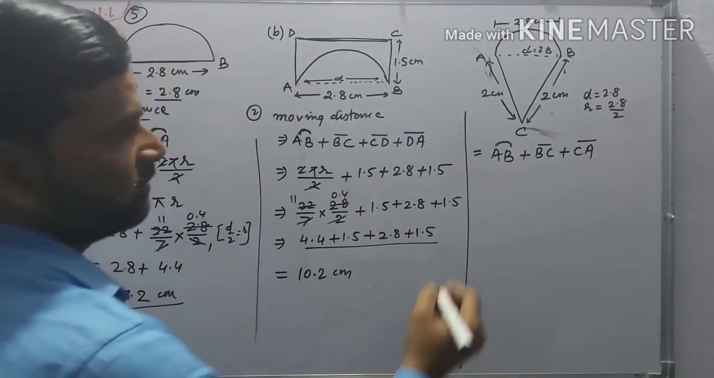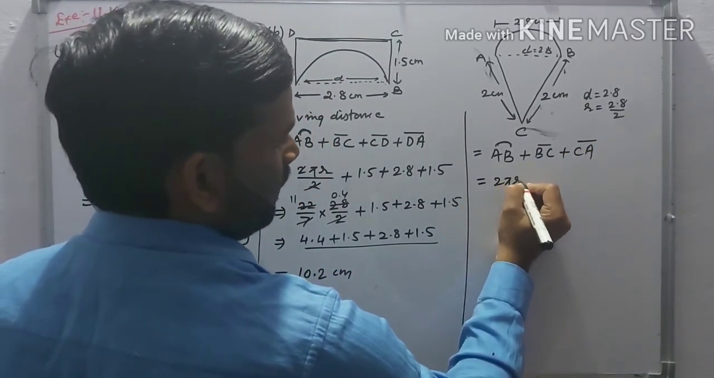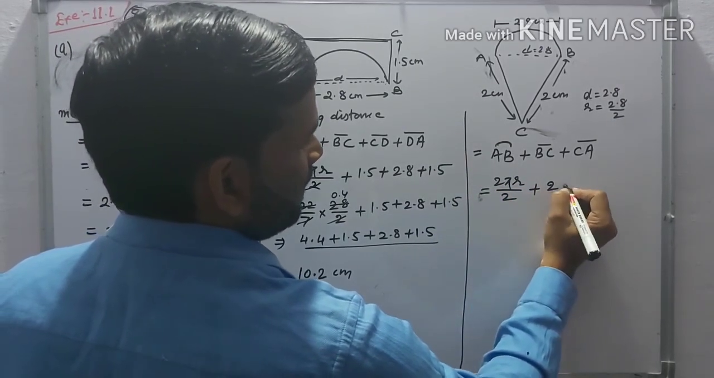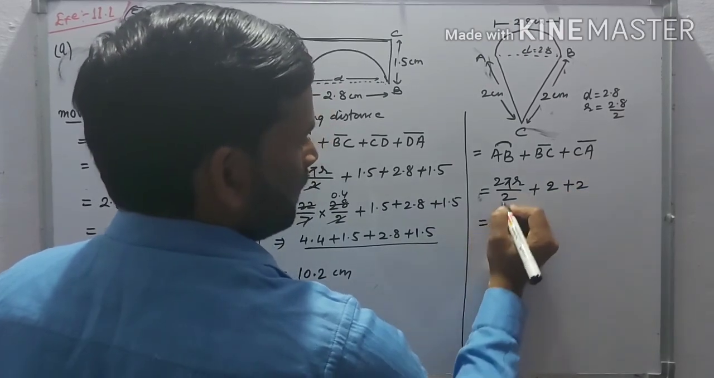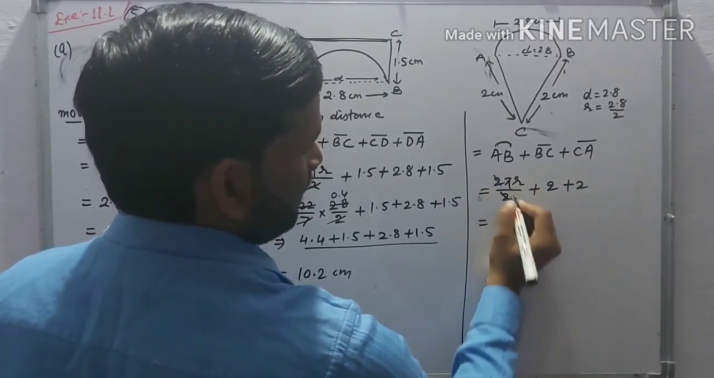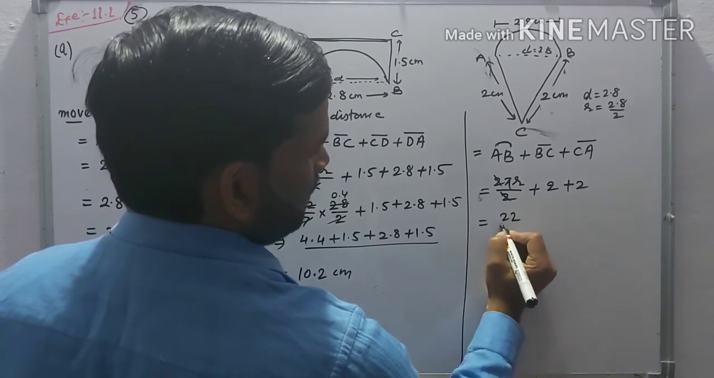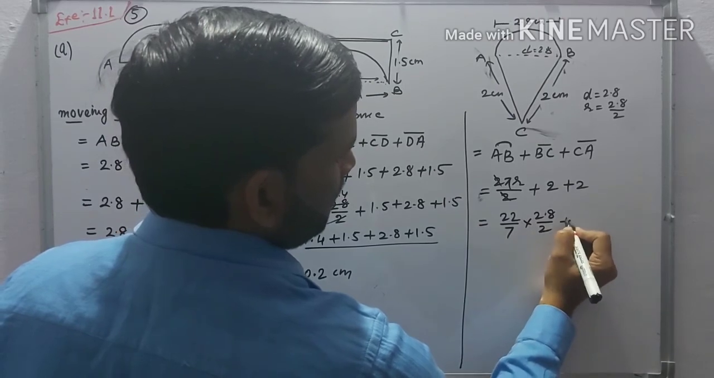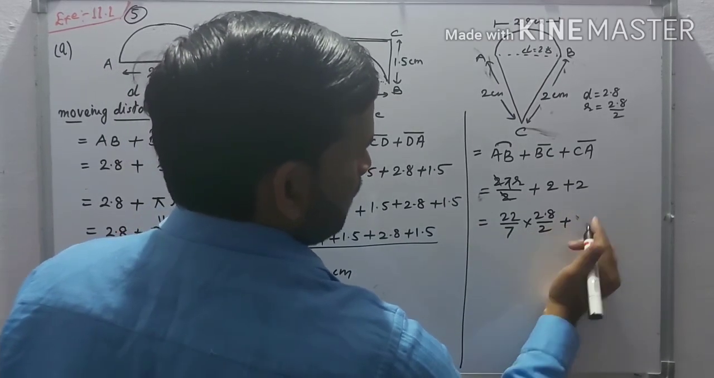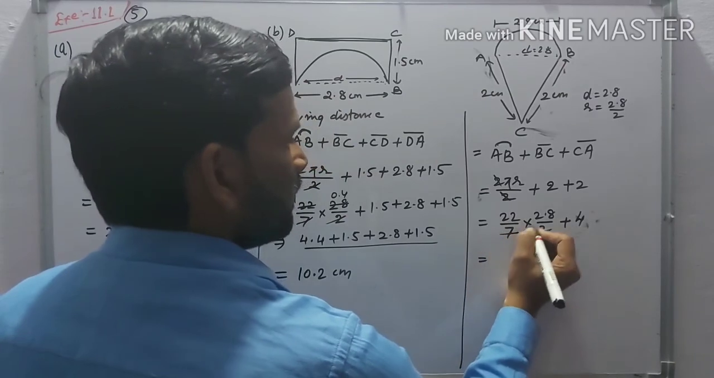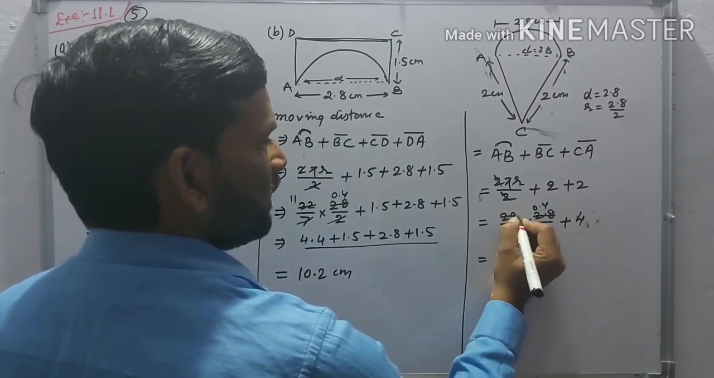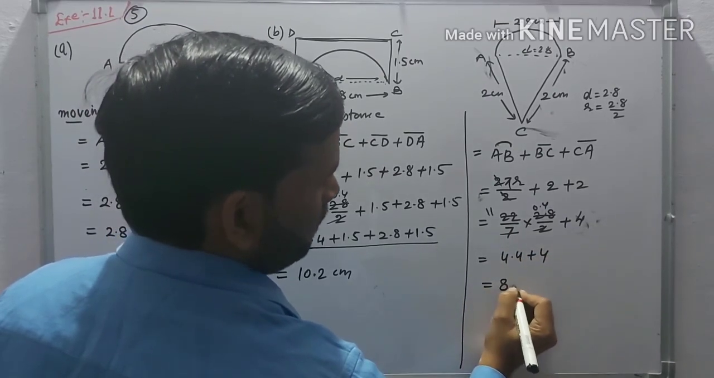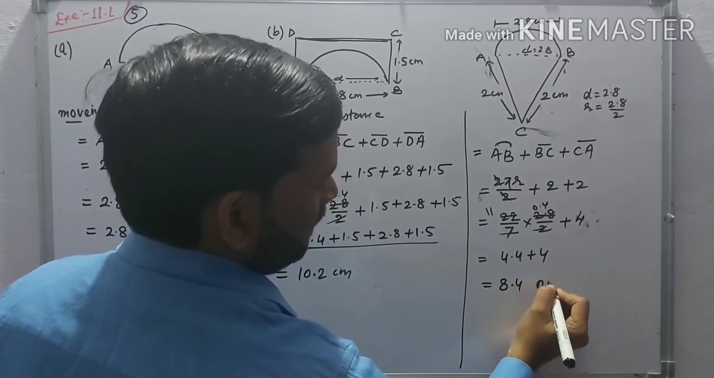First the curve is 2πr upon 2, plus BC is 2 centimeters and CA is 2 centimeters. The 2s cancel, leaving only π, so 22 upon 7 into r, which is 2.8 upon 2, plus 2 plus 2 is 4. The curve gives 4.4, and 4.4 plus 4 means 8.4 centimeters.